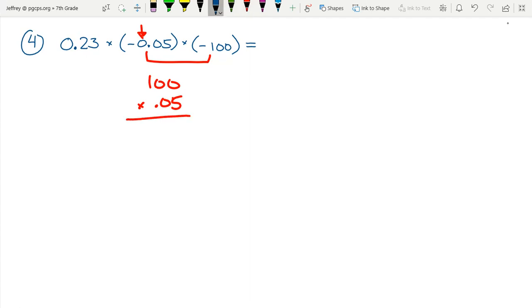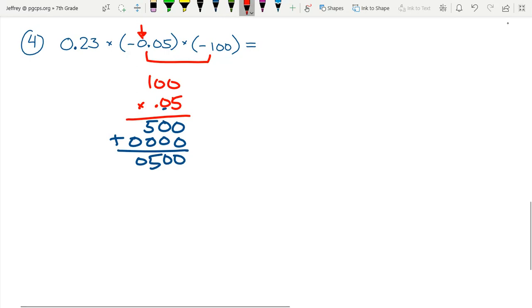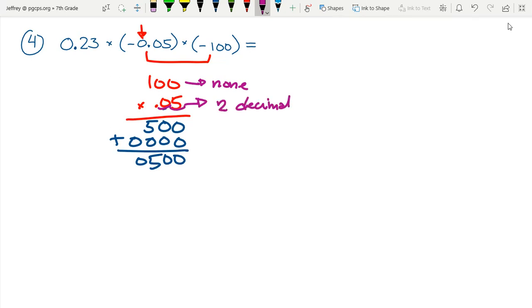Now let's do this. 5 times 0 is 0. 5 times 1 is 5. Now, anything you multiply to 0 for the second digit would always be 0. Now, if you add that up, you got these values. Now, let's try to count the decimal places. For the first one, do we have any decimal place? None. For the second one, do we have any decimal places? How many? 2. 1, 2. So 2 decimal places. So a total of 2.